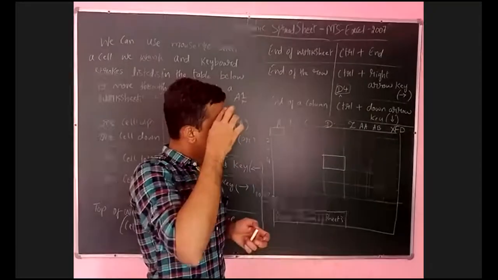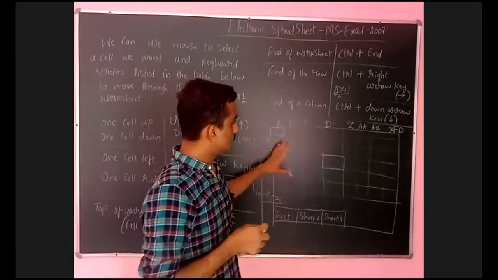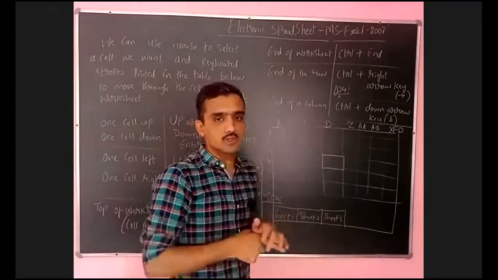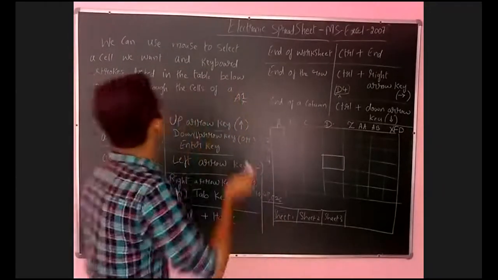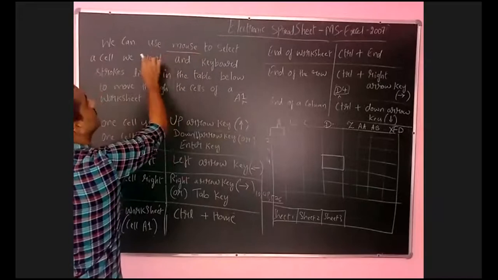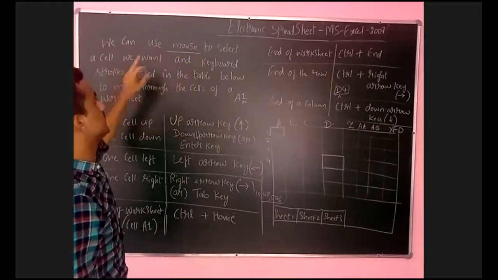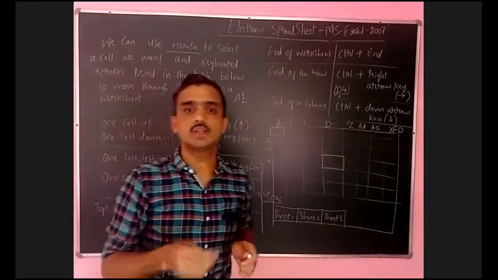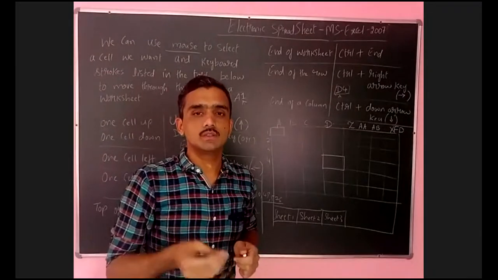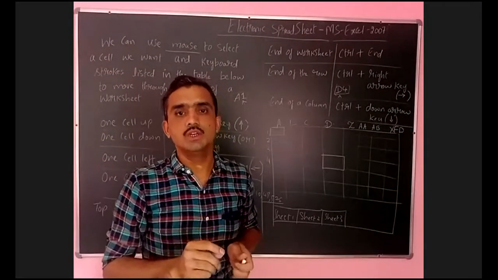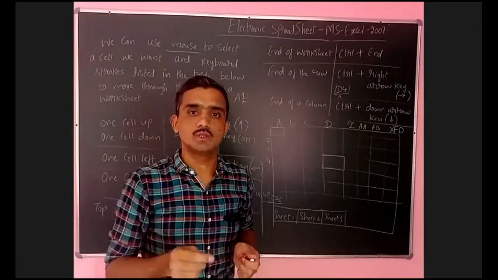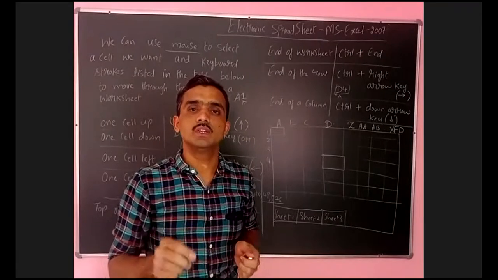Now, if I want to select a particular cell to enter data, we can use the mouse to select the cell we want. That means if you want to enter data in a cell, you can use the mouse option. The first time you use it, open the MS Excel 2007 software.